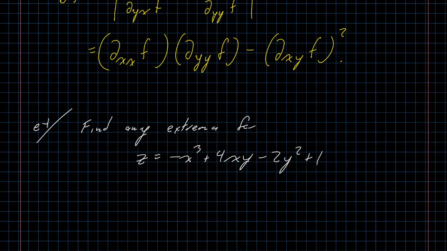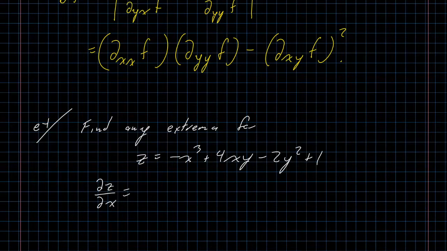All right, so for example, I might ask us to find any extrema for the function z equals negative x cubed plus 4xy minus 2y squared plus 1. You can graph this surface in order to get some understanding of what the extrema are going to look like. That's not something I'm too worried about right now.